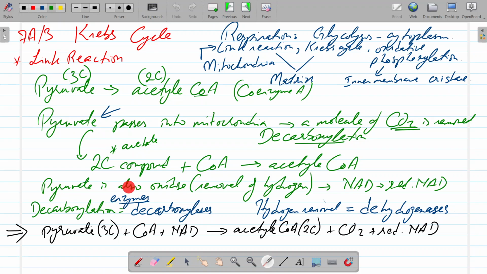Pyruvate is also oxidized, so hydrogen is removed, which is picked up by NAD to form reduced NAD. And the decarboxylation is carried out by enzymes called decarboxylases, and the removal of the hydrogen is carried out by enzymes called dehydrogenases.